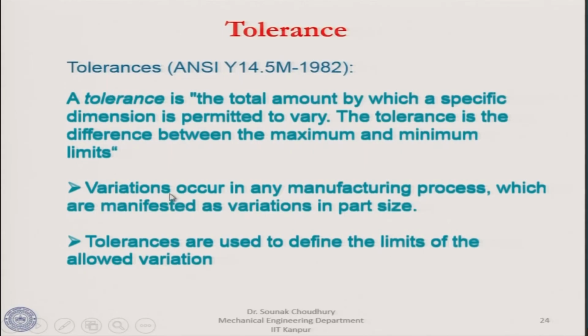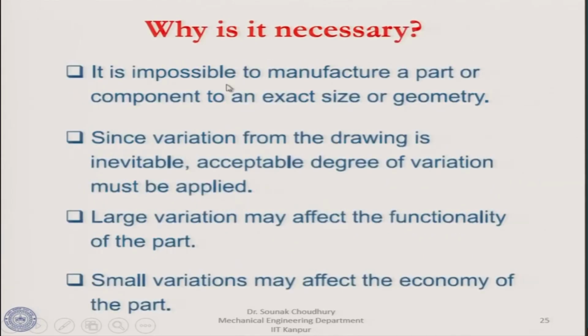Okay. Variations occur in any manufacturing process which are manifested as variation in the part size. Tolerances are used to define the limits of the allowed variation, how much we can allow. That is why it is called the tolerance, how much you can tolerate. Okay. So, this is the American Society's definition of the tolerance. Okay. Why is it necessary? Because it is impossible to manufacture a part or a component at an exact size or geometry and so on.